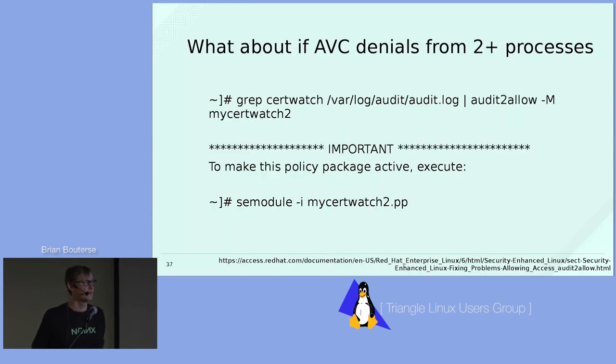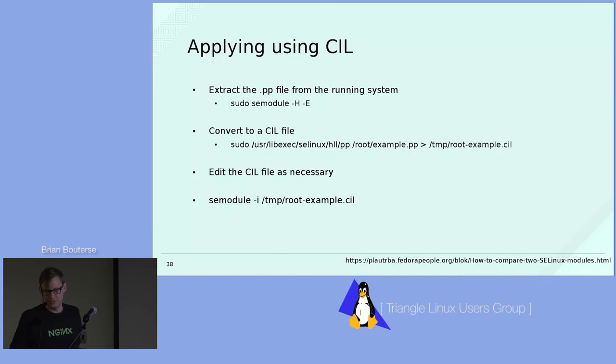All right, so what if your AVC denials are coming from multiple processes? Well, you can filter them with grep and feed those statements into audit2allow. So this is a way to make sure that you're only allowing the AVCs that you expect, and you can always look at the .te file, which shows the raw policy statements there. You can apply these using CIL as well.